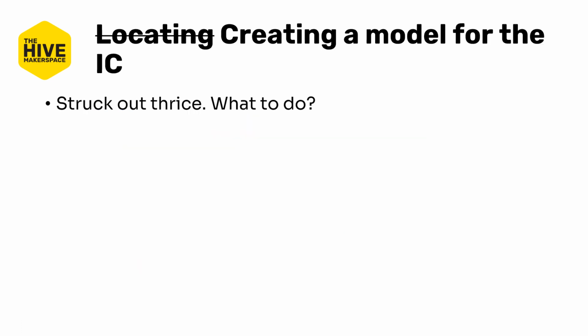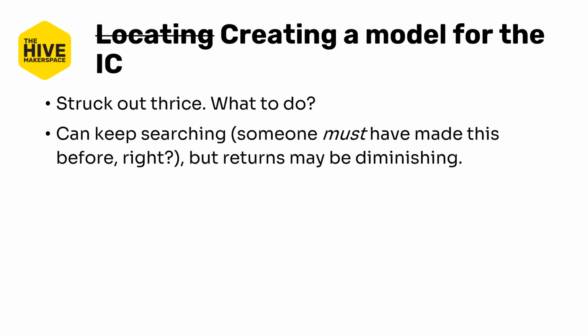So we struck out 3 times. What to do next? Well, we can keep searching around on the internet randomly. Maybe there are some other websites that you've used before that you're willing to try. But the returns are likely diminishing. There's only so many places that you're going to go to do this, and sometimes you don't really trust the models, and you're going to spend more time verifying the models than actually just doing it yourself.